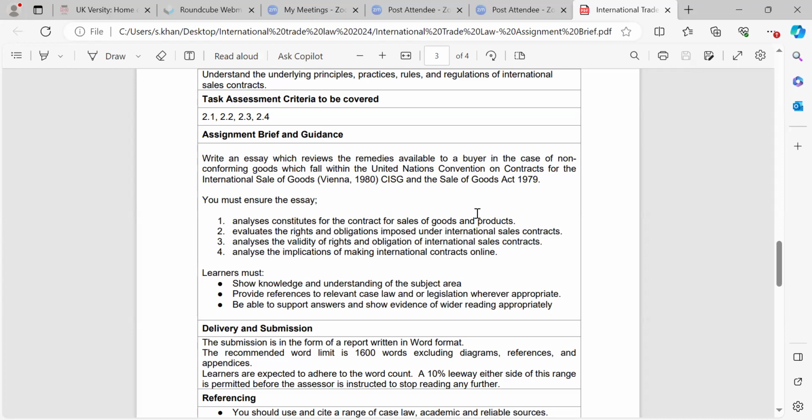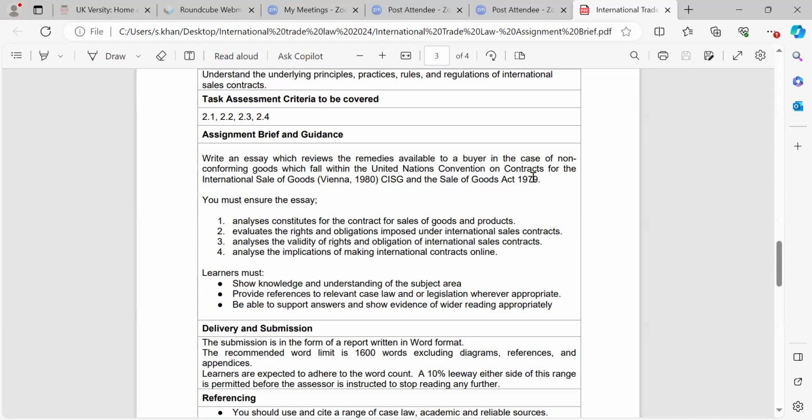So again, you will need to highlight the tasks that you are doing. So you must ensure the essay has number 1, and then you will highlight this and do the work on it. Analyse the constitution of the contract for sales of goods and products. That will be one heading, and then you will write about that. Then number 2, evaluate the rights and obligations imposed onto international sales contracts. That will be another heading, and then you will write under that.